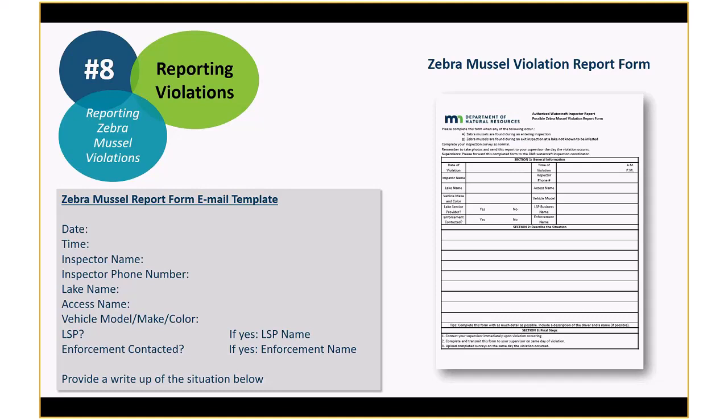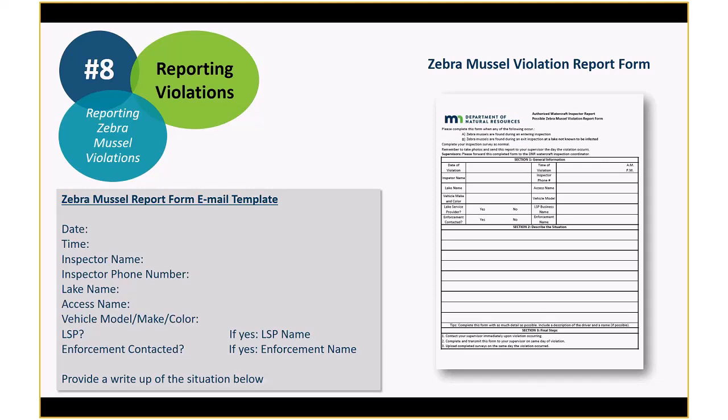You will need to have certain information on that write-up, like your name and phone number, date and time and location of where that violation occurred, the towing vehicle make and model and color, if the violation was by a lake service provider, or if you contacted law enforcement.